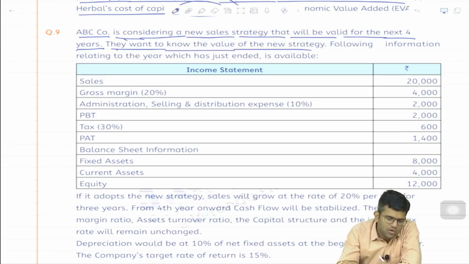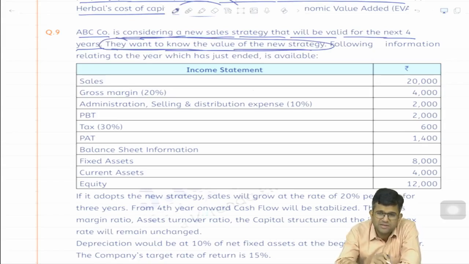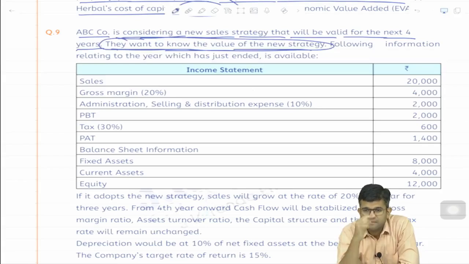Okay, how does ICAI calculate the value of a strategy? Very simple. They will calculate value of the firm assuming this new strategy was not implemented. Then they will calculate value of the firm if the strategy is implemented. The difference between both V bracket F's is the value of the strategy. Everybody, are you all understanding?